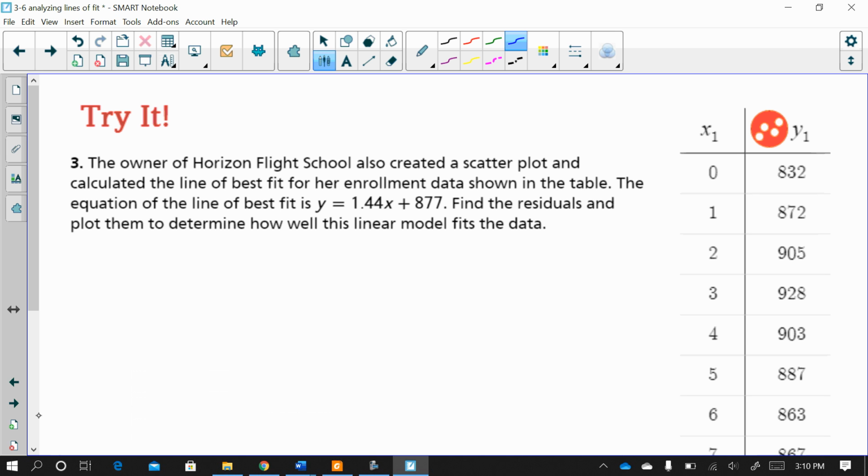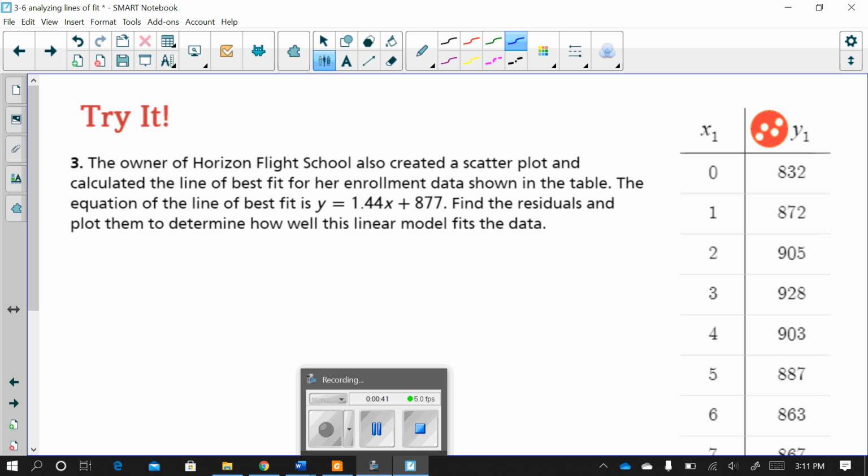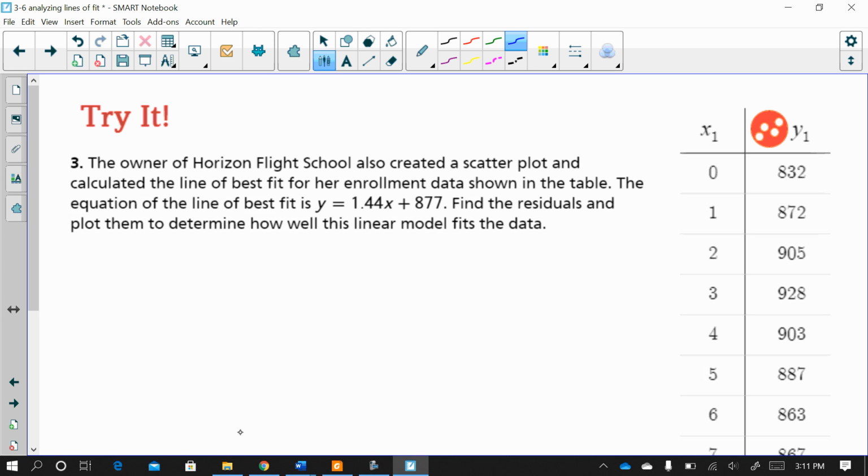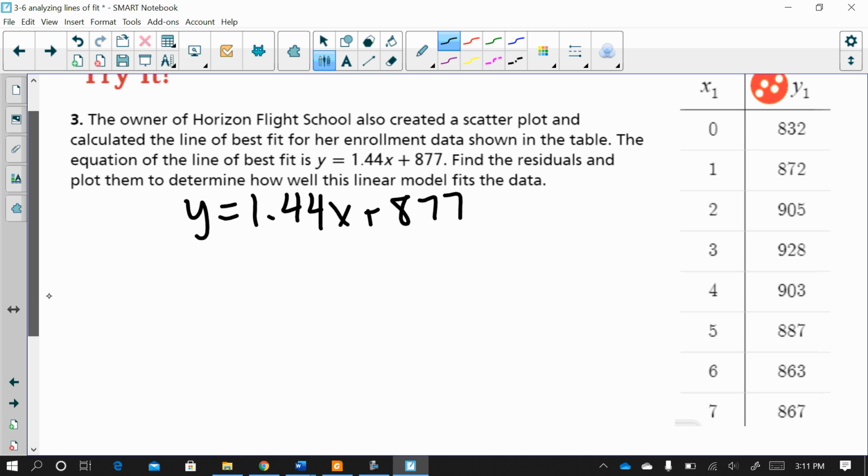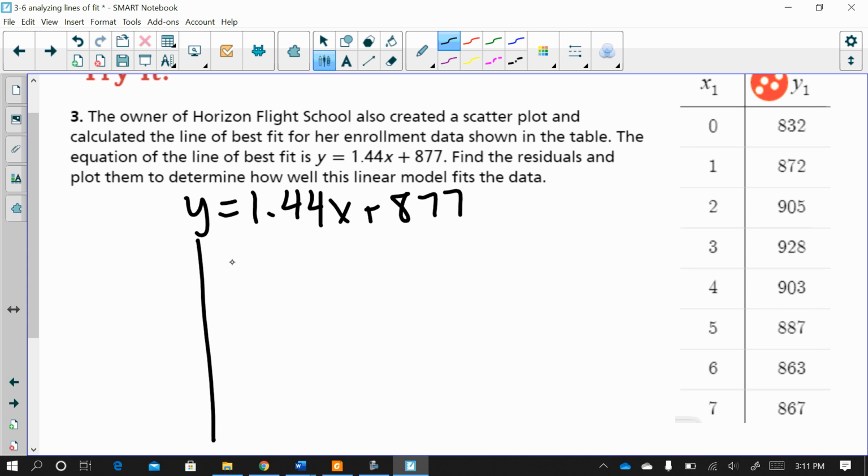Okay, so here's a problem to try. Pause the video and try this, please. Okay, so y equals 1.44x plus 877. I am plugging in 0 through 7.